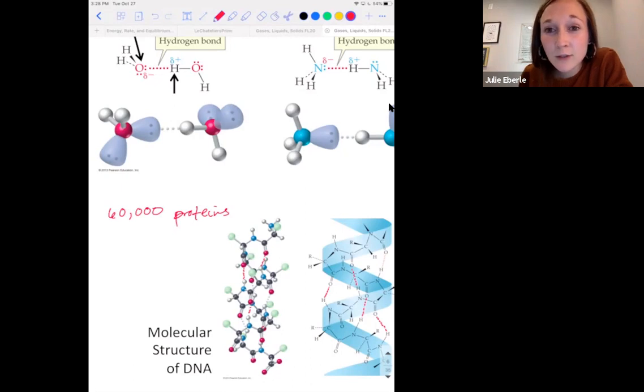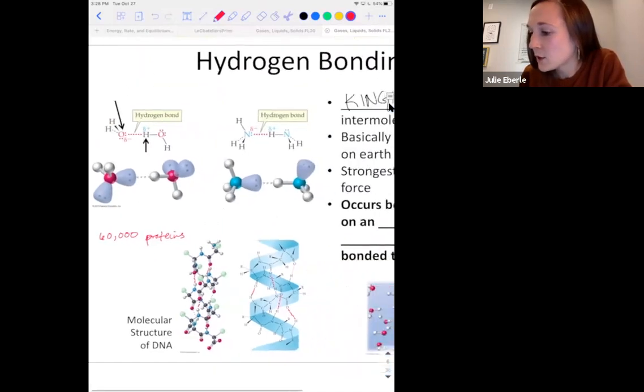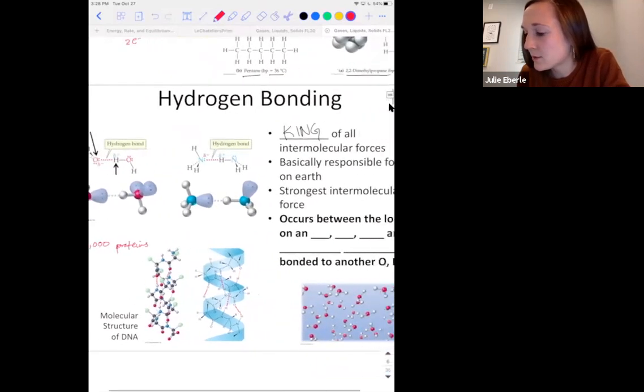And all of these proteins are held together, probably most of these proteins, depending on the size, are held together by hydrogen bonding. Proteins are like the workforce of your body. They do all the house chores. So most things that get done are due to proteins. So if we didn't have hydrogen bonding, we don't have human bodies. Okay. So we owe our deepest respects to hydrogen bonding.